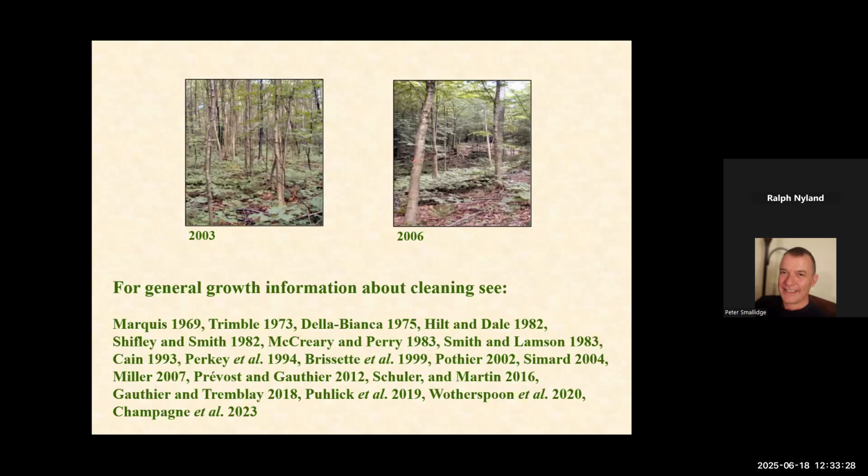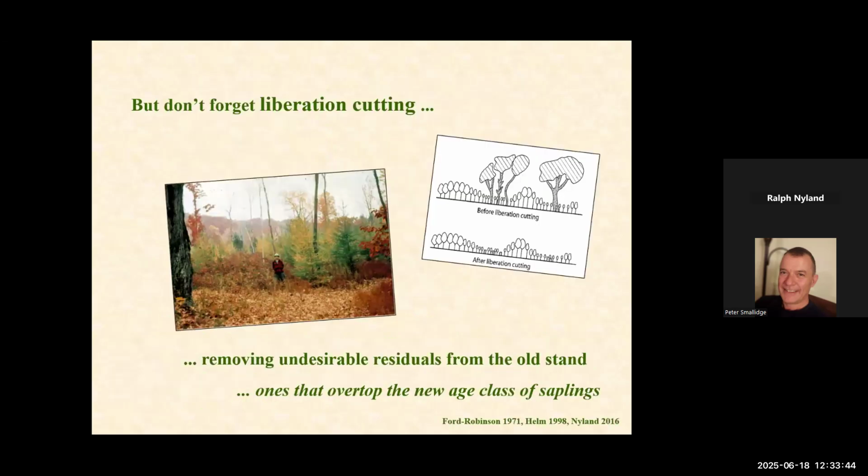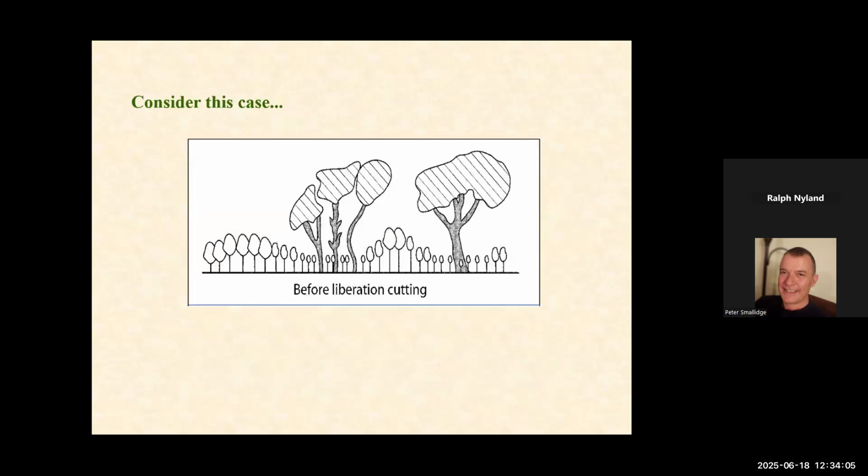For general growth information about all of these techniques, there are sources of information. I've listed some here. If you peruse the literature on the internet, you'll find many more than this. But there's information out there. But look, besides cleaning, don't forget liberation cutting. It means removing undesirable residuals from an old stand that overtop the sapling stand and that would interfere with the development of those saplings. So you might start with a case like this.